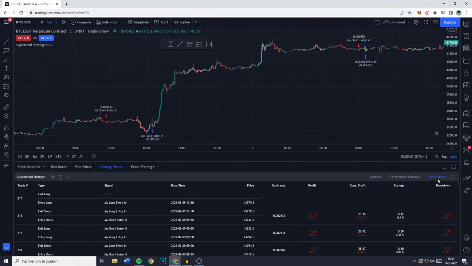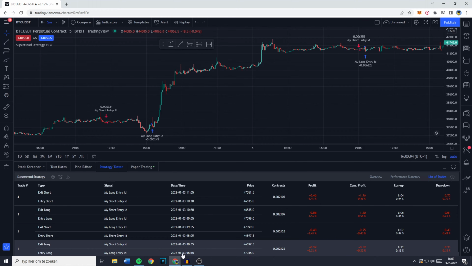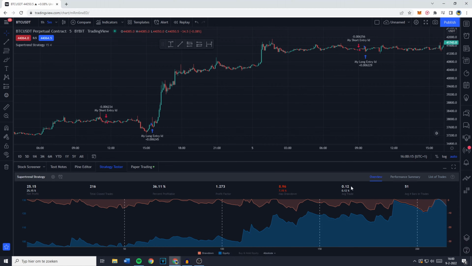Now when you go over to the list of trades and scroll all the way down, you can view when you started trading. In this case it's 2022 on January 3rd. So in just a little bit more than a month, you would have actually gained a nice 25%.